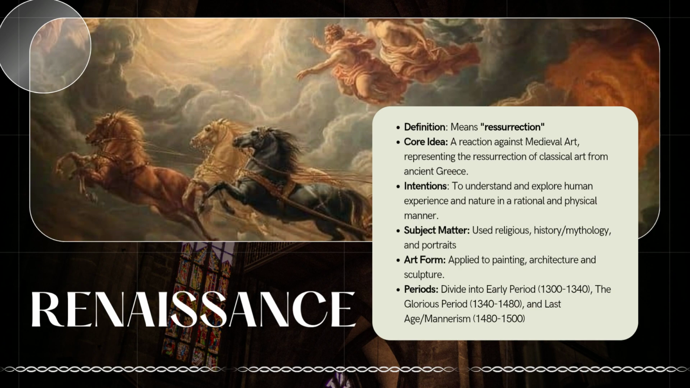The first period is the Renaissance, which means resurrection. This movement represented a revival of classical art from ancient Greece and Rome. It was a reaction against medieval art and focused on understanding human experience and nature in a rational and physical way. The Renaissance used subject matters such as religion, history, mythology, and portraits. It appeared in painting, architecture, and sculpture.